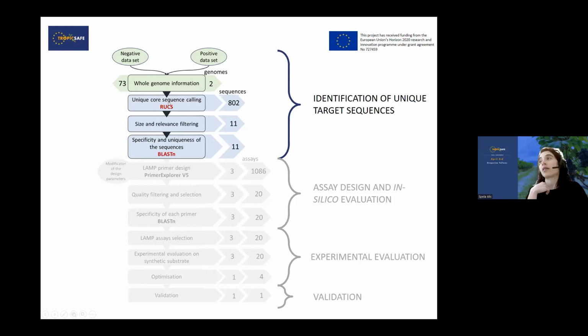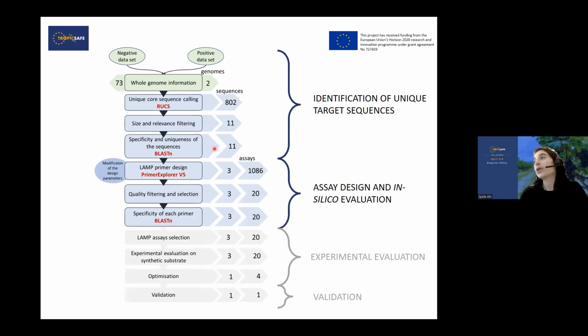We implemented the RUX program. This is a freely available web-based program that identifies unique sequences that are present in the positive data set but are missing in the negative data set. So we got 802 unique sequences that were present only in the positive data set. However, the majority of those sequences were actually short and were not useful for designing a LAMP assay. Therefore, we needed to add some quality filtering to get sequences of sufficient quality. We ended up with 11 sequences.